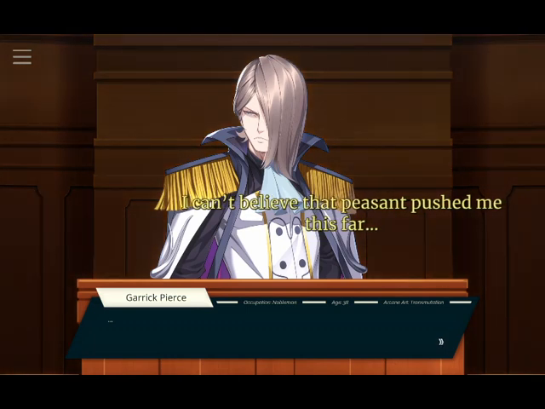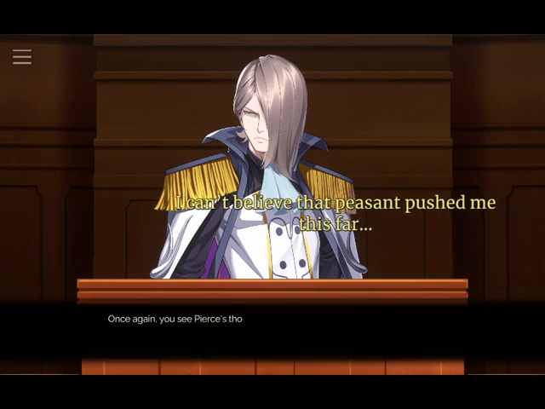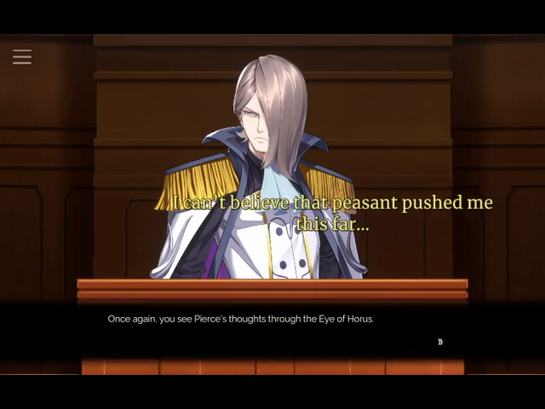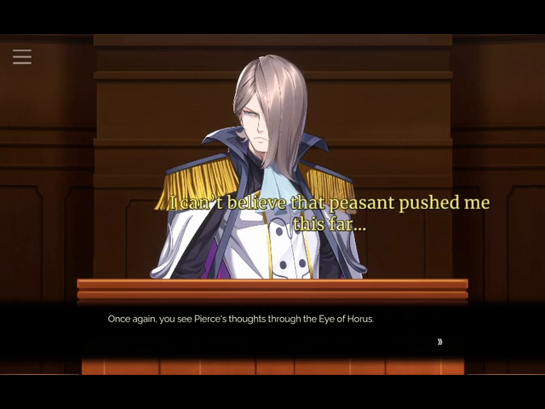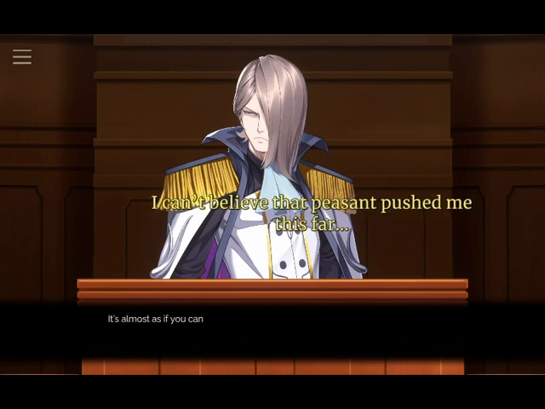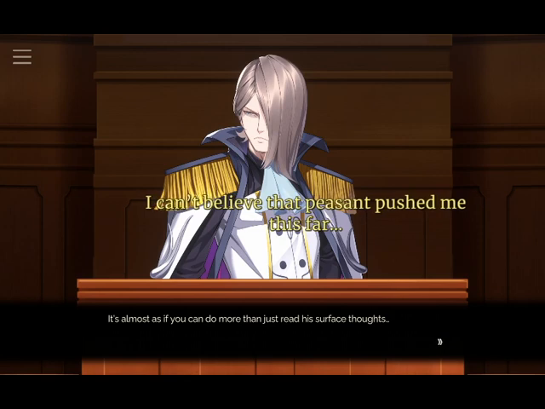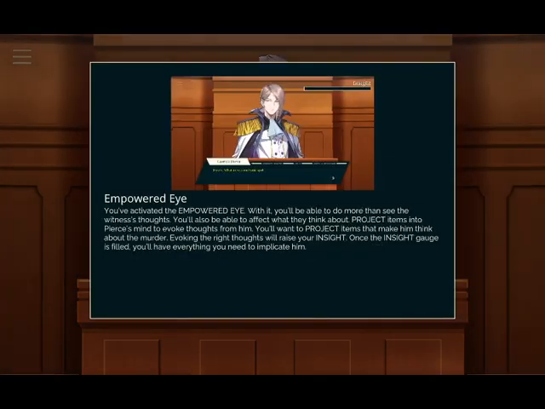I can't believe this gnat peasant pushed me this far. Once again, you see Pierce's thoughts through the Eye of Horus. But this sensation feels different from how it usually is. It's more intense this time. More intense and potent. It's almost as if you can do more than just read his surface thoughts.